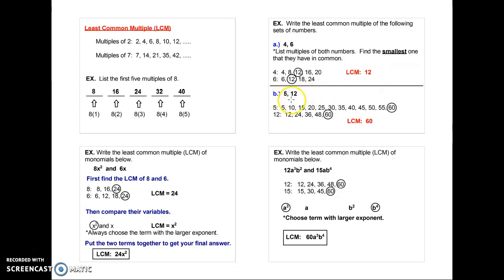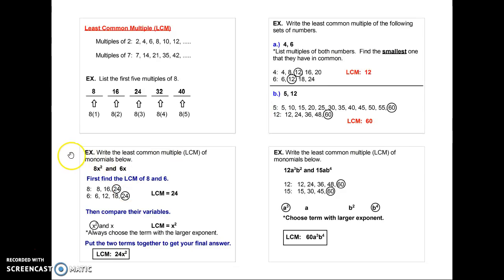Now between 5 and 12. List out your multiples of both: 5, 10, 15, 20, 25, and so on. And then list the multiples of 12. In the 12s, you only have to list as far as you need to go to find a matching multiple. In this case, when you start listing your multiples of 12, you're going to find pretty quickly that your LCM, the smallest common multiple, is 60.